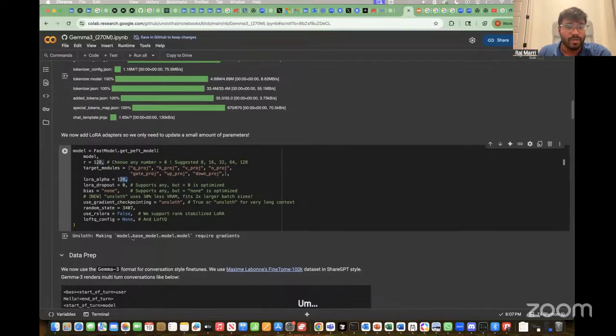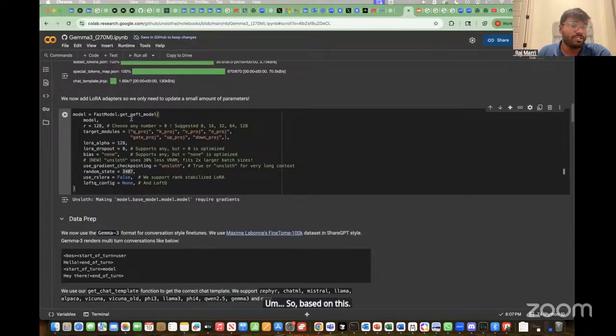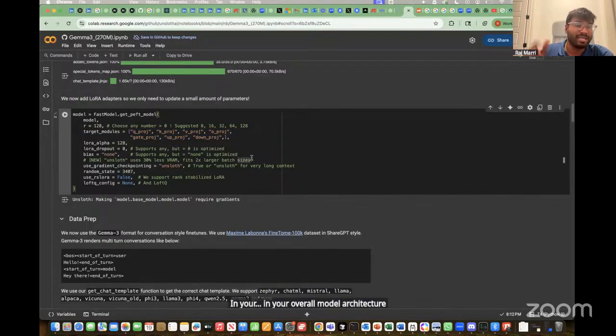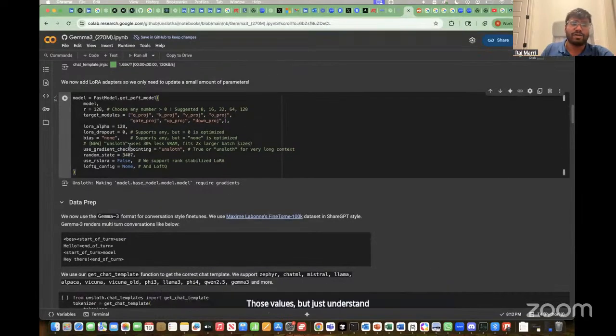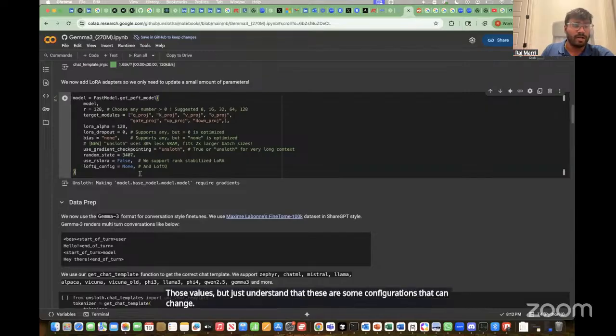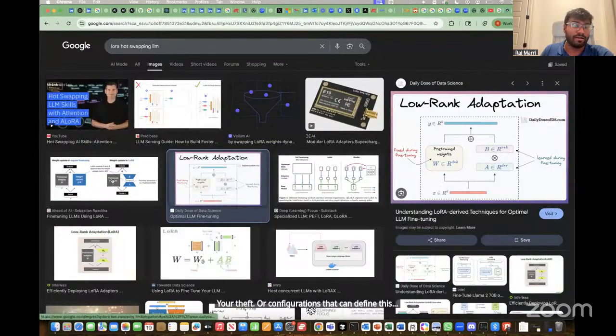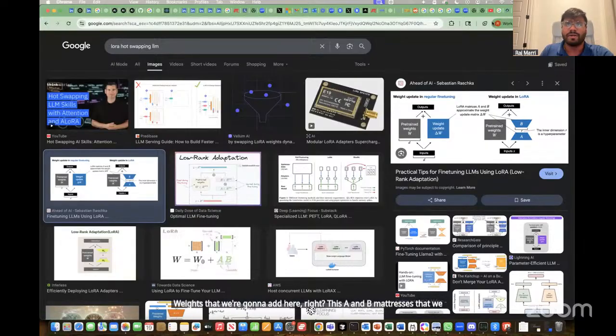So based on this, you treat this as additional weights that we're adding, so that you can now add this LoRA to the model, and you are also mentioning where you are targeting this in your overall model architecture. When you say K, Q, V, O, I don't want to go back and explain transformer architecture and what is K, what is Q, those values, but just understand that these are configurations that can define the weights that we're going to add here, right? These A and B matrices that we're adding here.